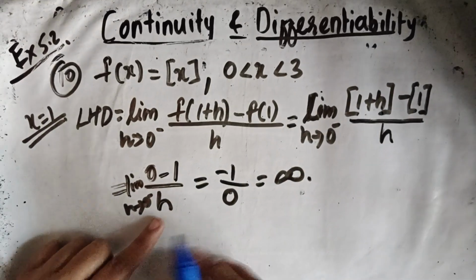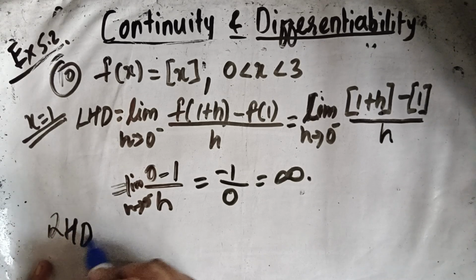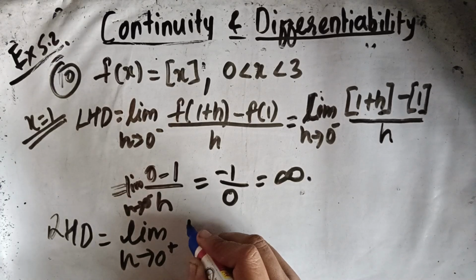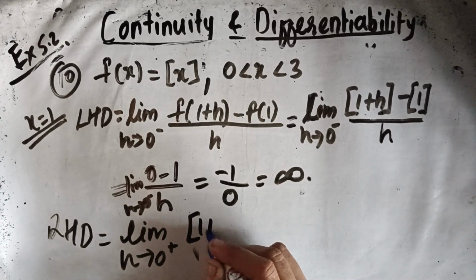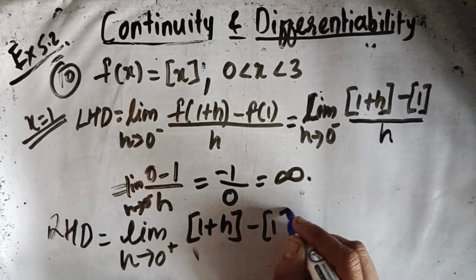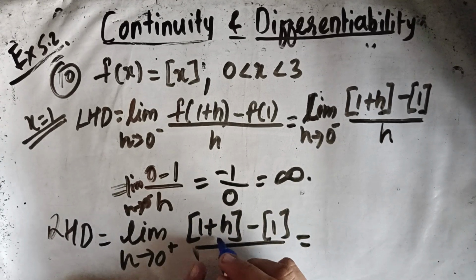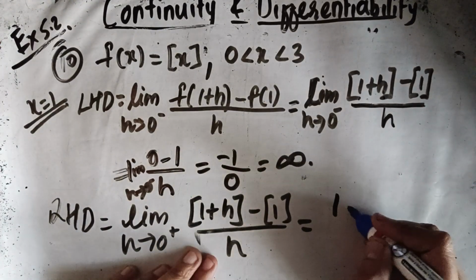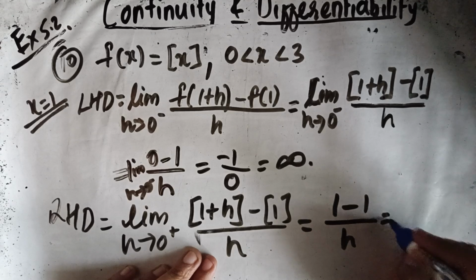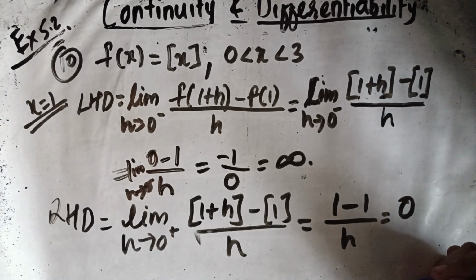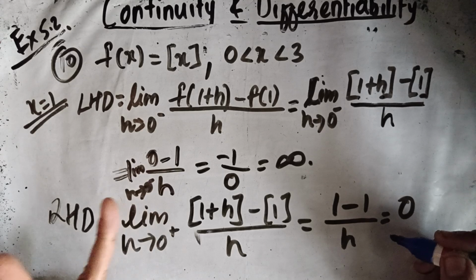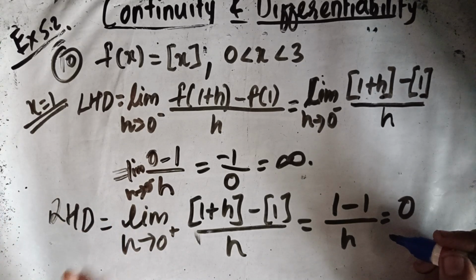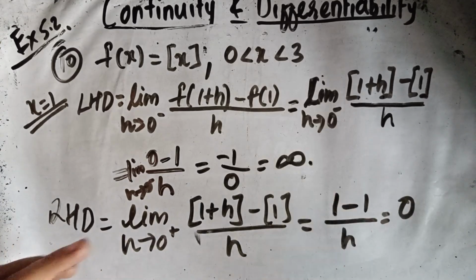For the right hand derivative, h tending to 0 plus, f of 1 plus h is 1 plus h minus 1 upon h. Now this answer is box of 1 plus h, this will be 1 minus 1 upon h. So this is 0. So they are not equal. So we can say that f is not differentiable at x equal to 1. Now we have to check for differentiability at x equal to 2.